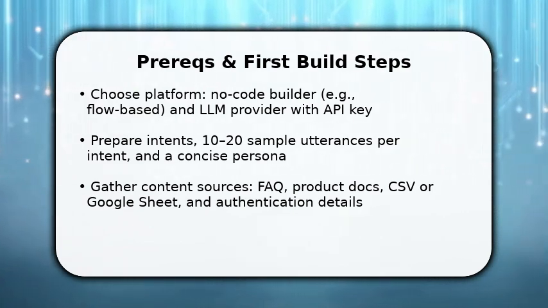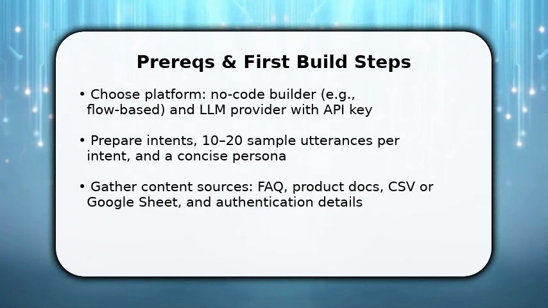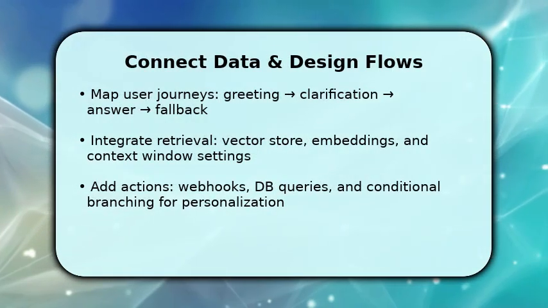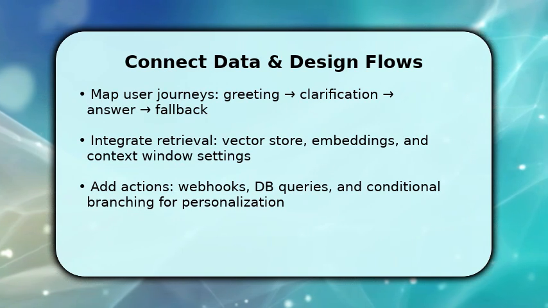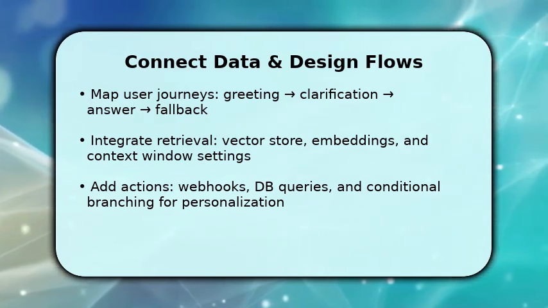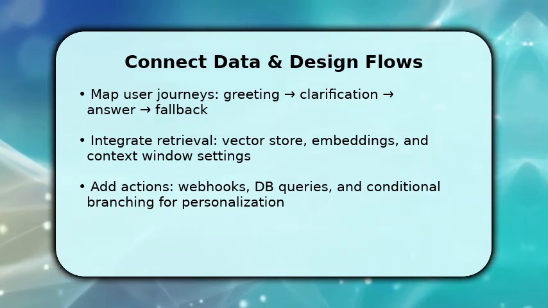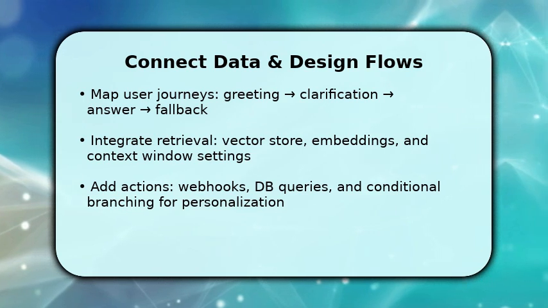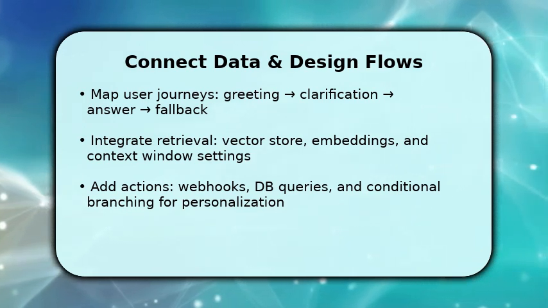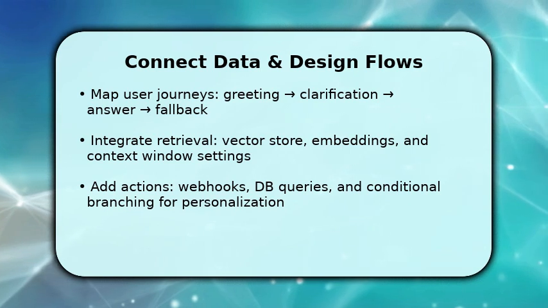Now you wire the flow. Design greeting, clarification, answer, and fallback nodes so conversations stay on track. Once done, connect a vector store and generate embeddings for your documents so the bot can retrieve precise facts. Adjust the context window to balance relevance and cost.